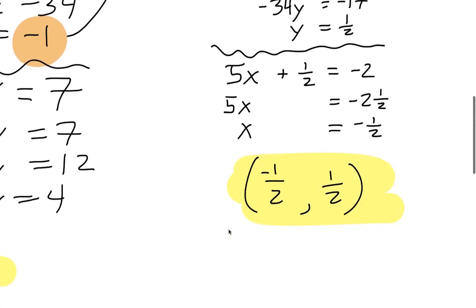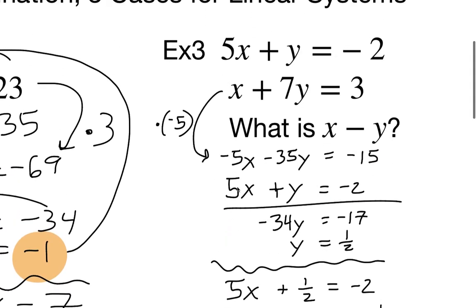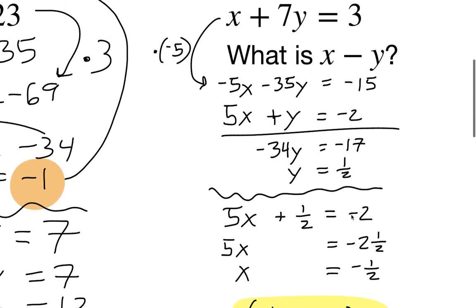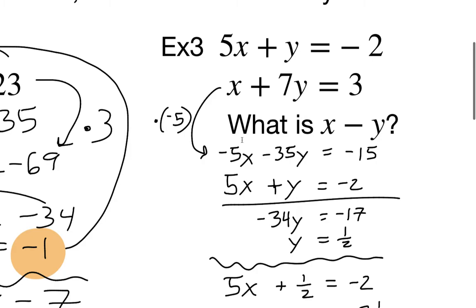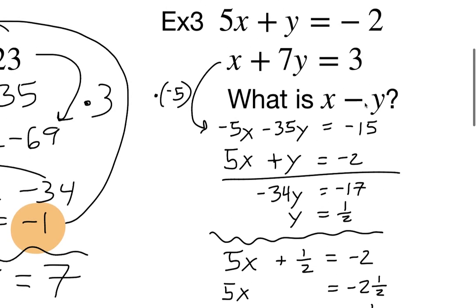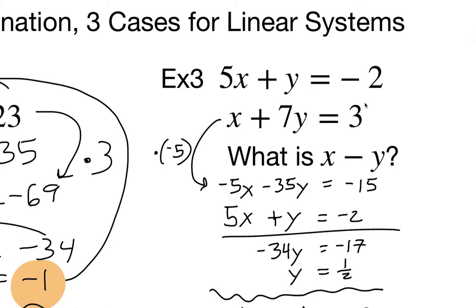Here, I just want to point out that sometimes they ask crazy stuff like, what is x minus y? And you'd have to take the answers and subtract them. Negative 1/2 minus 1/2 would be negative 1. If the SATs or ACTs throw you in that direction, then just be prepared to take these answers and manipulate them further. But how do you get the answers in the first place?